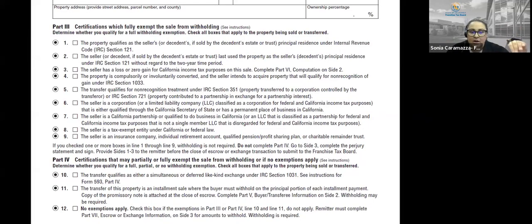Perfect. So the first references IRC section 121. Previously, back in the early 2000s, we went and added number 2. But previously, you had to live in the property 2 out of the last 5 years.